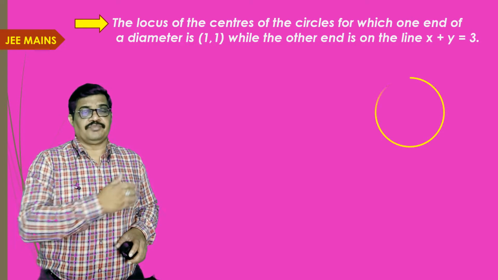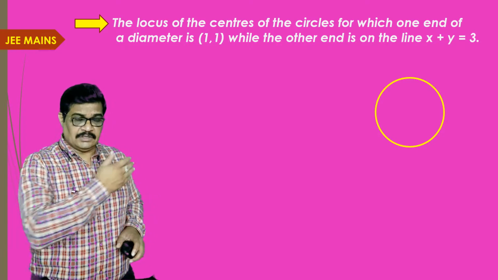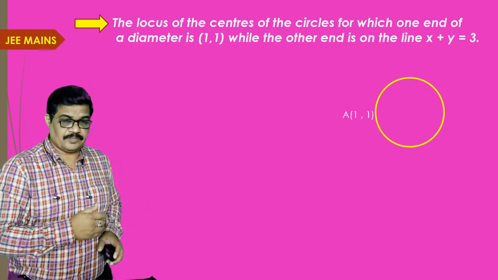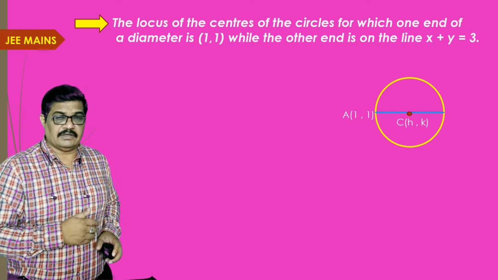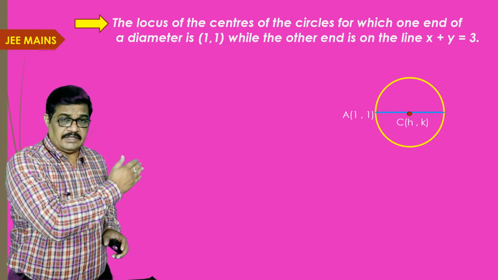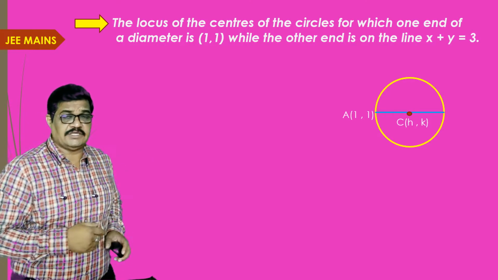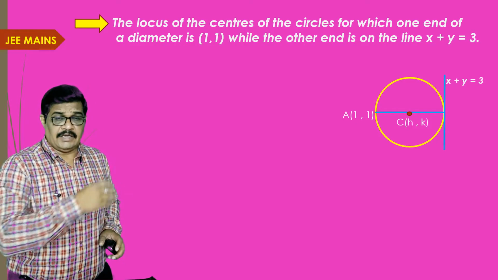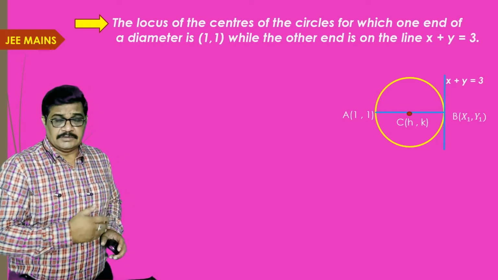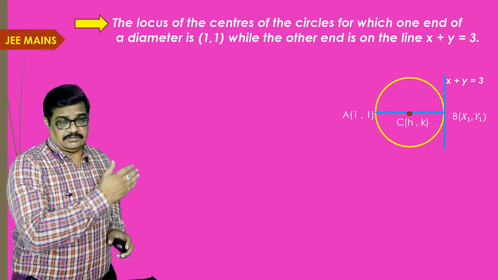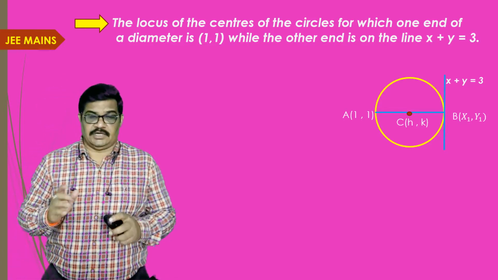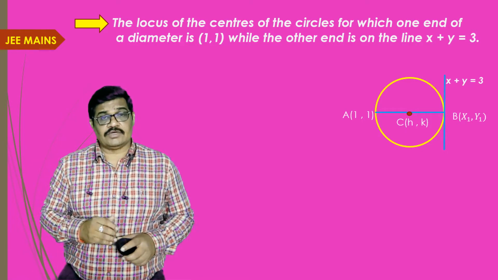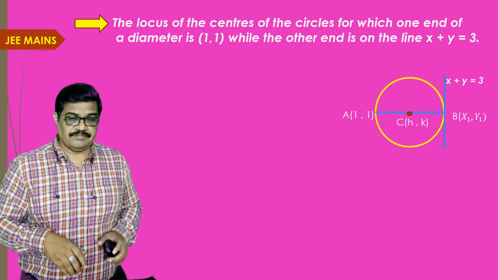This is our problem. See there, this is the circle. Here A is (1, 1), one end of the diameter. Here C is the center, taken as (h, k), and the other end is taken as B (x1, y1), which lies on the line x plus y is equal to 3. Now we have to find the locus of the center (h, k).